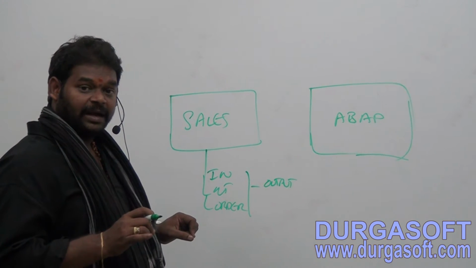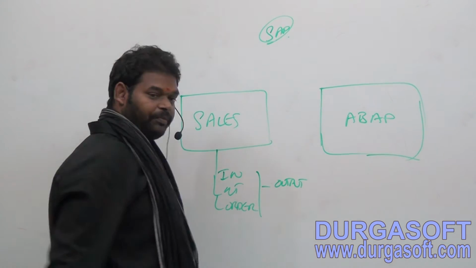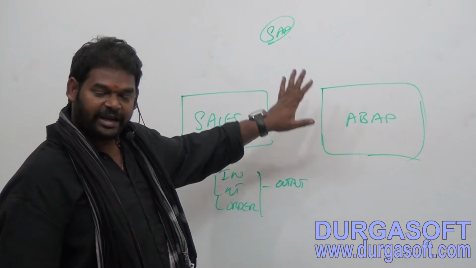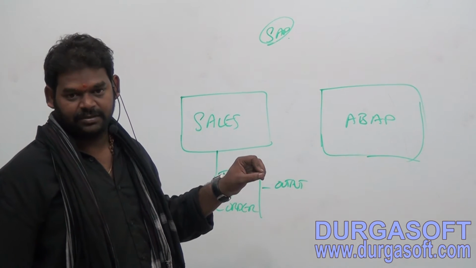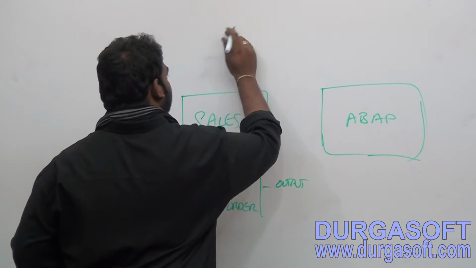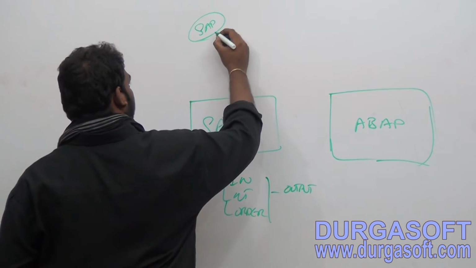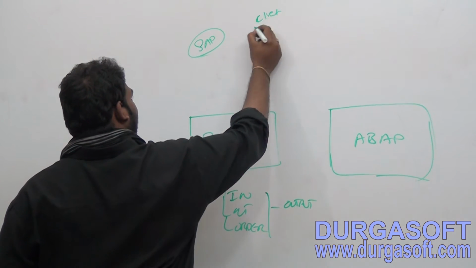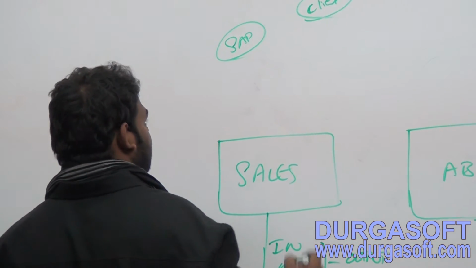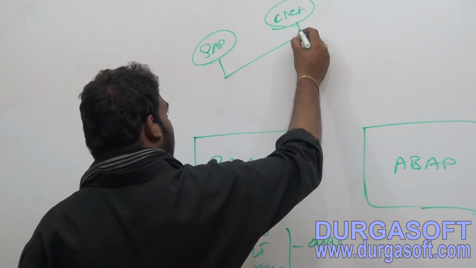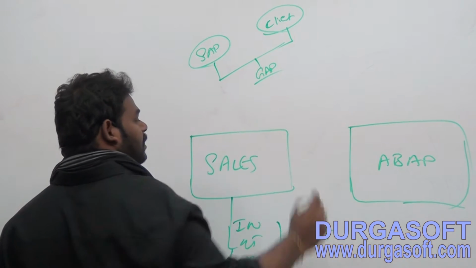But what happens is that the SAP system already has a predefined output format, and that predefined output format is not accepted by the client, so automatically a gap is generated. That means the SAP system already has some outputs, and the client is not satisfied with that output. So between the SAP system and the client's requirement, a gap has been generated.